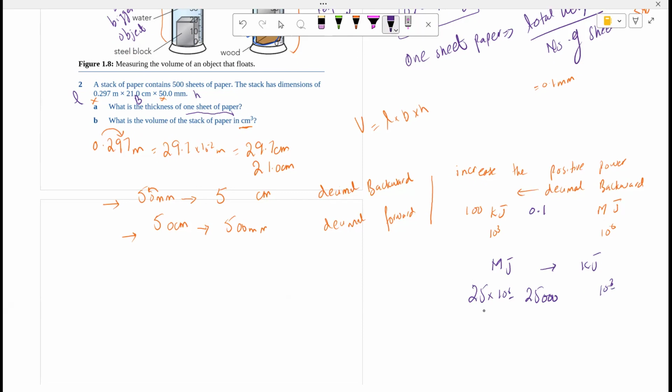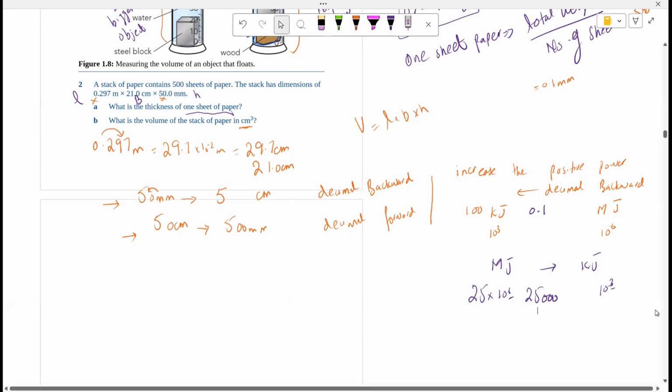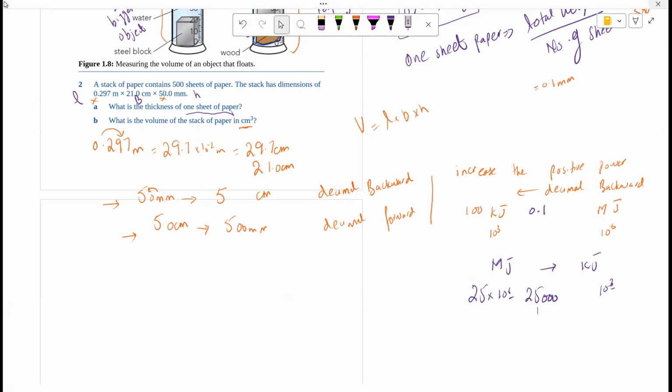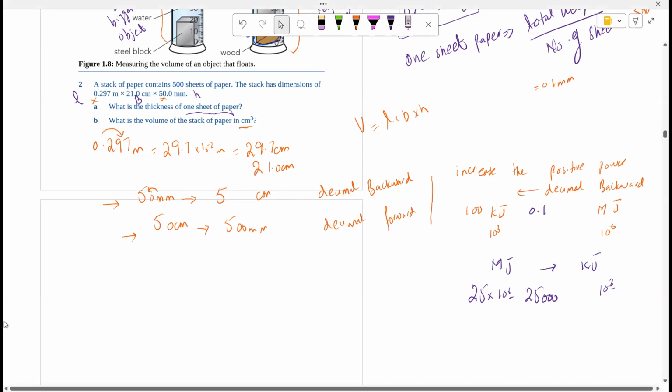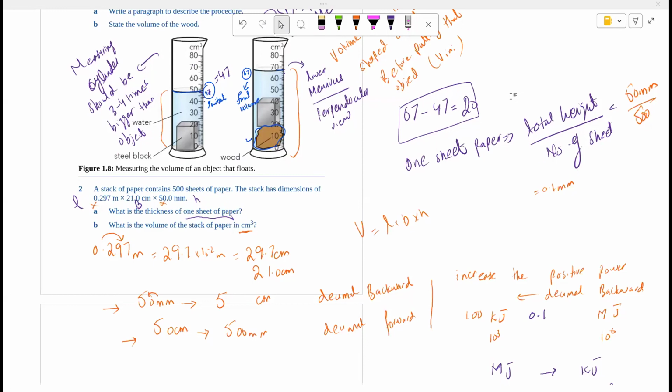Do you get it? Can you explain it again? Which part? Decimal movement backward and forward, I'm not understanding. So keep this point in mind.